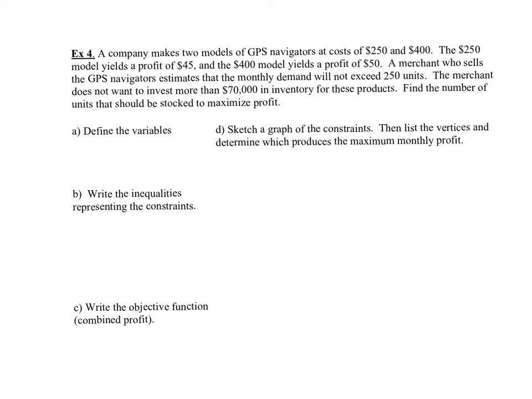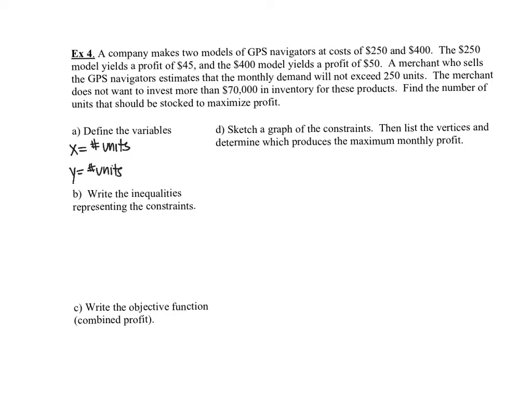Okay, now the first thing it is asking me for is to define the variables, meaning which one do you want to make X or Y? And there's no right way to pick X or Y, it's up to you. But if you look at the question, it normally tells you what you're trying to find. I'm trying to find the number of units that should be stocked to maximize the profit. So X and Y are both going to be the number of units, but then I just have to remember the units of what?